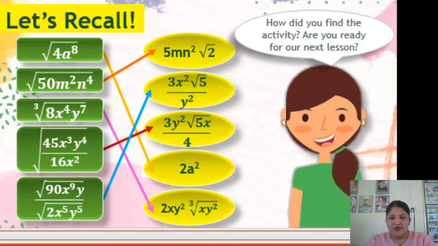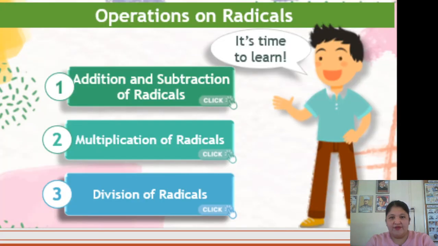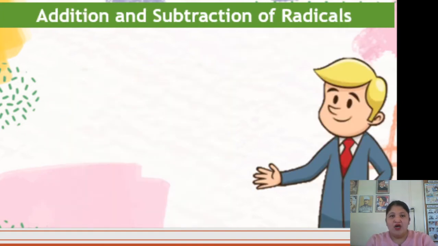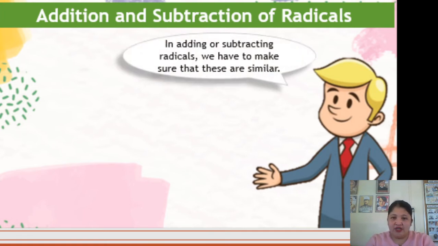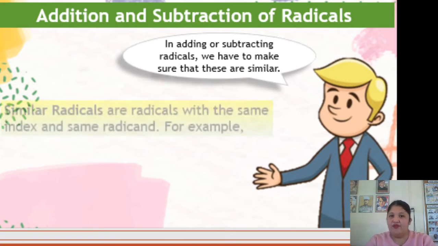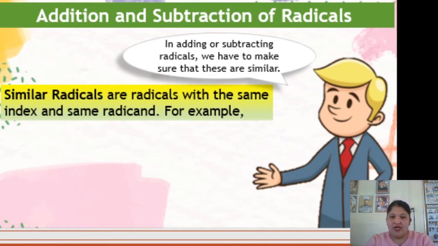Next, let me show you this one. Let us discuss the operations on radicals. We are going to add and subtract radicals, multiply radicals, and divide radicals. So, how do we add or subtract radicals? In adding or subtracting radicals, we have to make sure that these are similar. Similar radicals are radicals with the same index and same radicand.